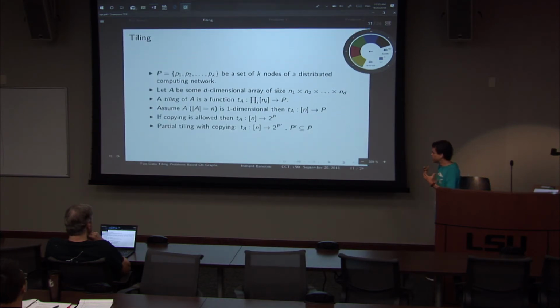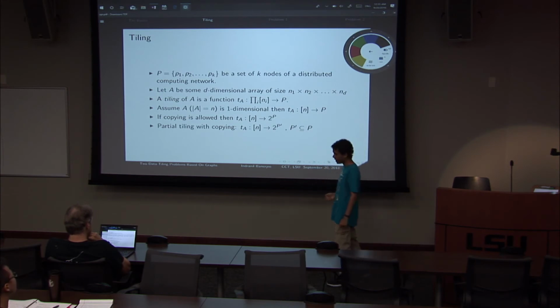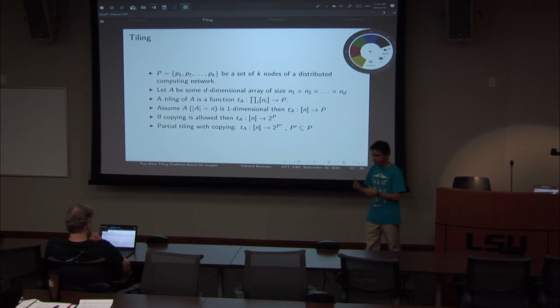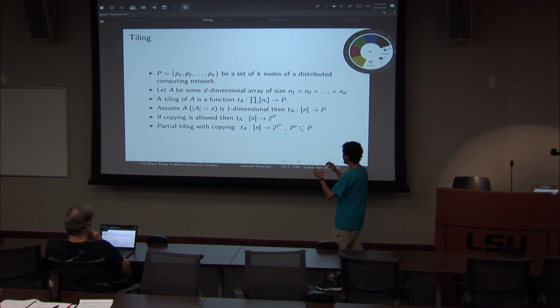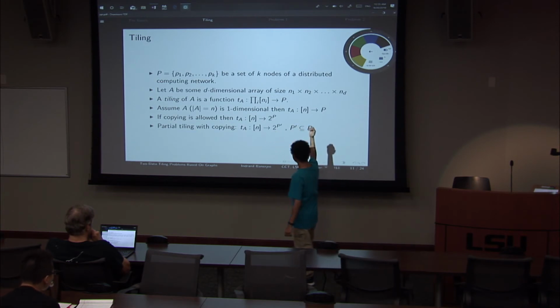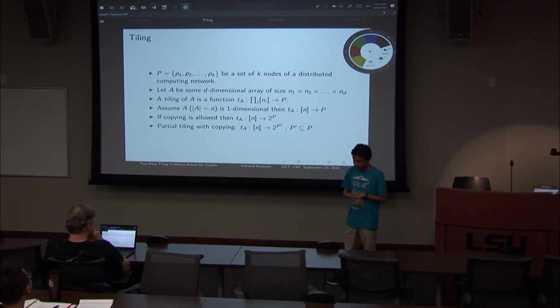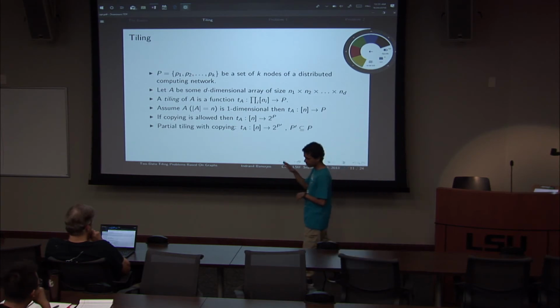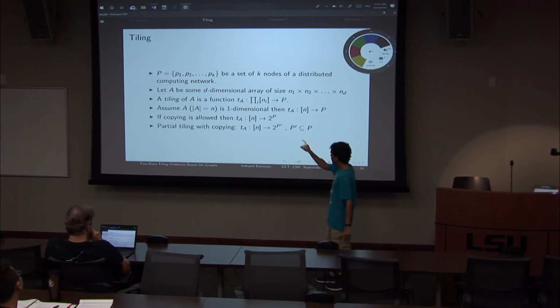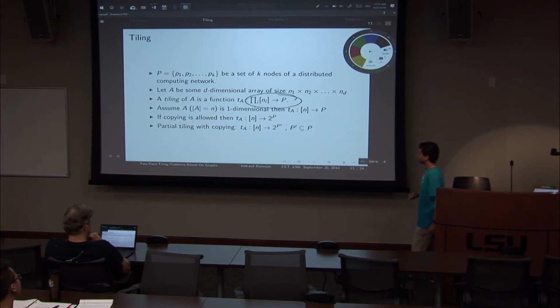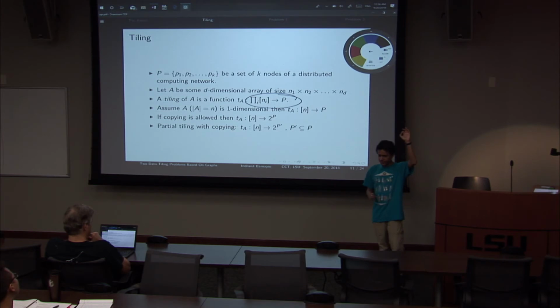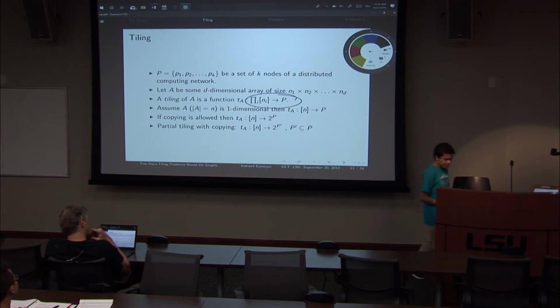Now I model that basic idea in a more mathematical form. Suppose I have k nodes, P1 to Pk, and let A be some d-dimensional array. Here I can consider any arbitrary dimensional matrix; it doesn't have to be 2-dimensional. A tiling is basically a function, and this weird notation means you pick an element and it maps to a particular processor. That's all it means. So let's look at 3 simple examples.